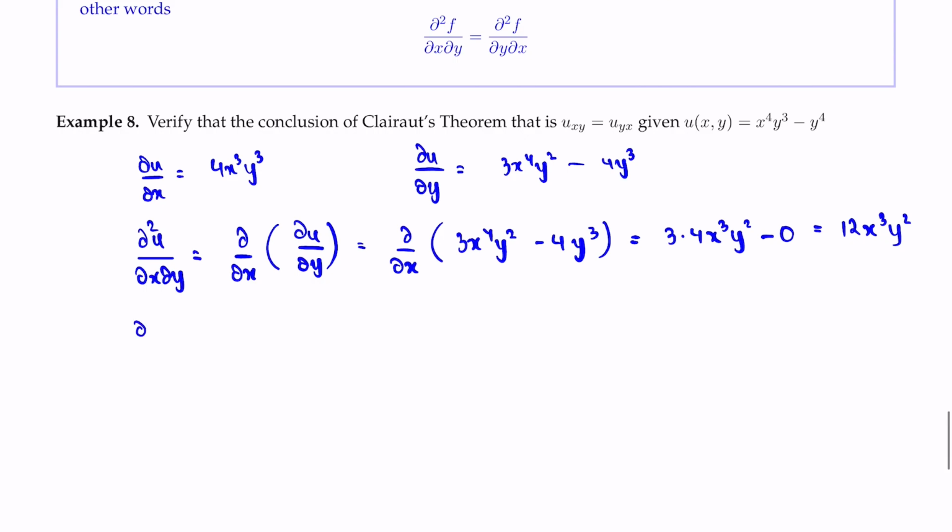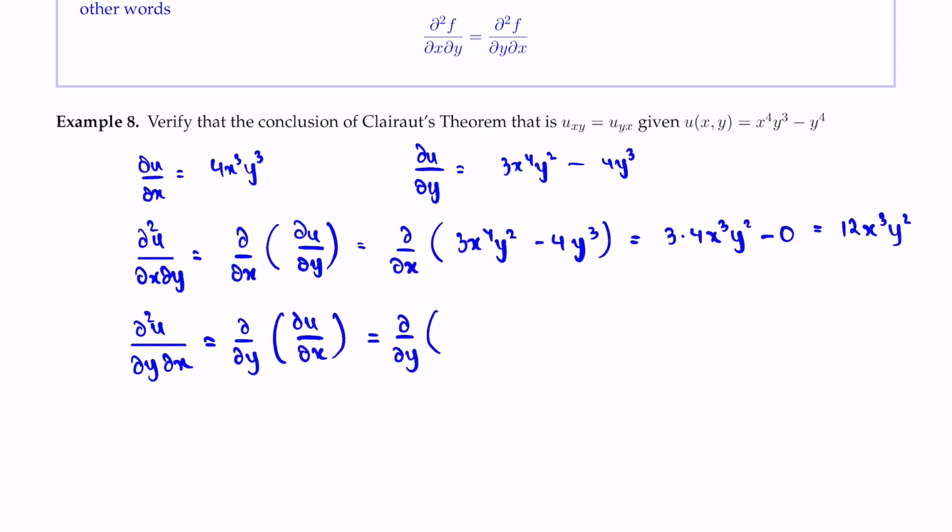Moving on to the other mixed partial derivative, so partial squared u, partial y, partial x. This is equal to partial y of partial u partial x, or this is equal to partial y of 4x cubed y cubed. And this gives you 4 times x cubed times 3 times y squared. And if you simplify the result, you get 12x cubed times y squared. And we just verified that the mixed partial derivatives of this function are equal to one another.